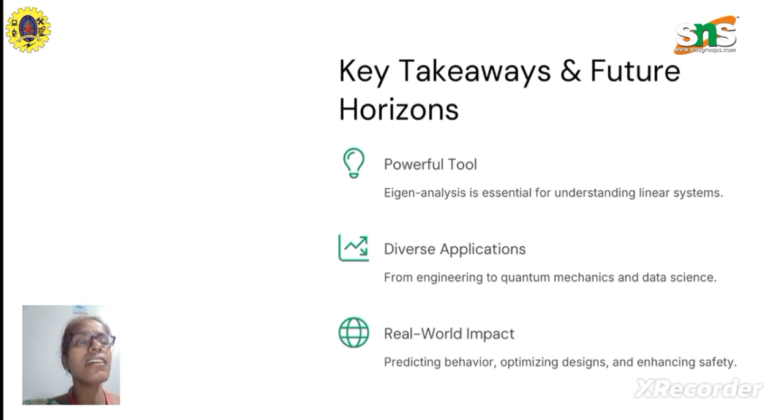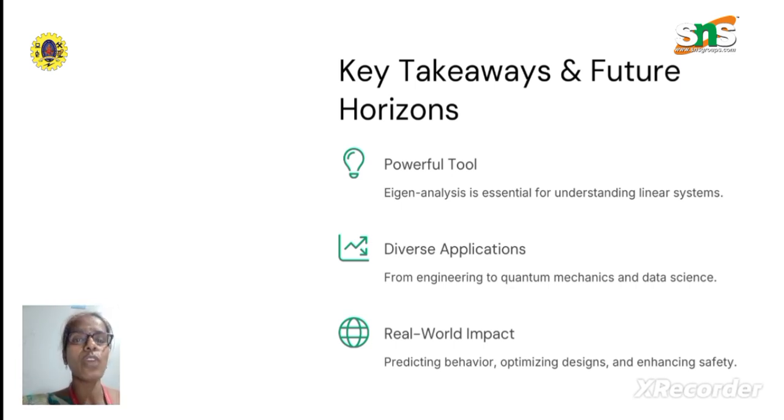And the next thing is, what are the key takeaways from this, and what are the future horizons in this case? The first thing is it is a powerful tool. Eigen analysis is essential for understanding the linear systems, and the second one is diverse applications from engineering to quantum mechanics and data science. And the third is the real world impact, which is the most important, it is going to predict the behavior, optimize the designs and enhance the safety. So these are the things you have to remember in your mind.